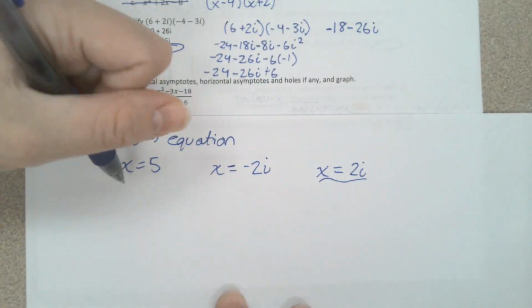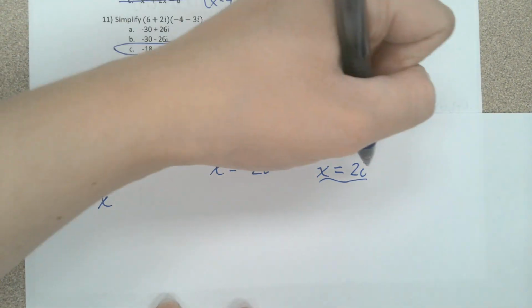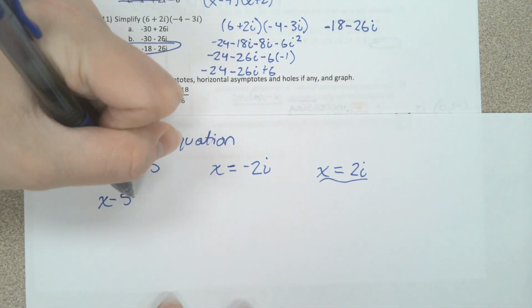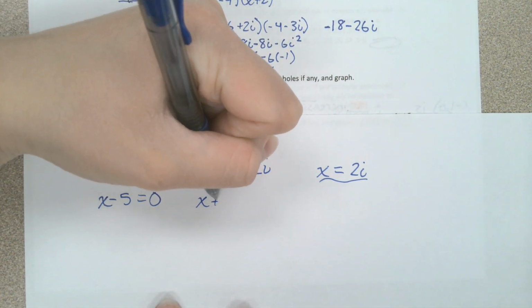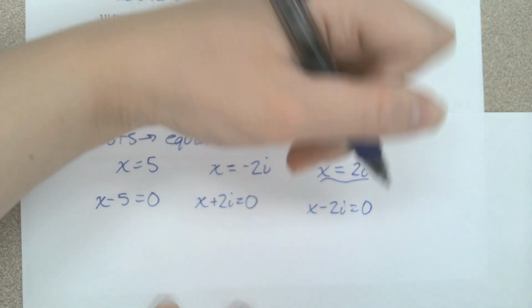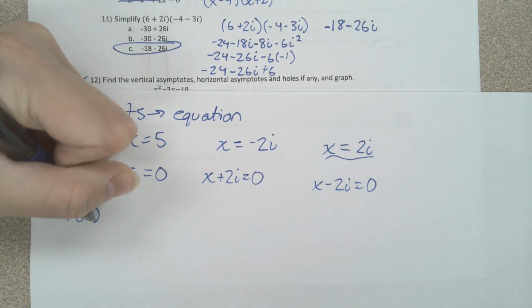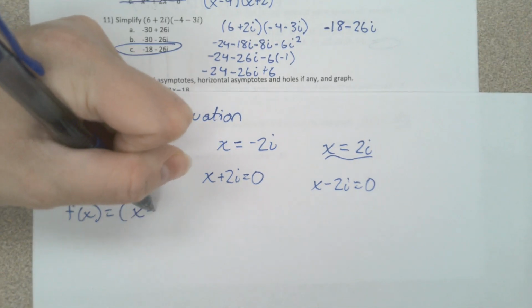So now we create factors. Well, first we set them equal to 0, so we just move all of these over to the left side. X minus 5 equals 0. X plus 2i equals 0. X minus 2i equals 0. Now we make our factors, so that's where you create an equation where these are the factors.